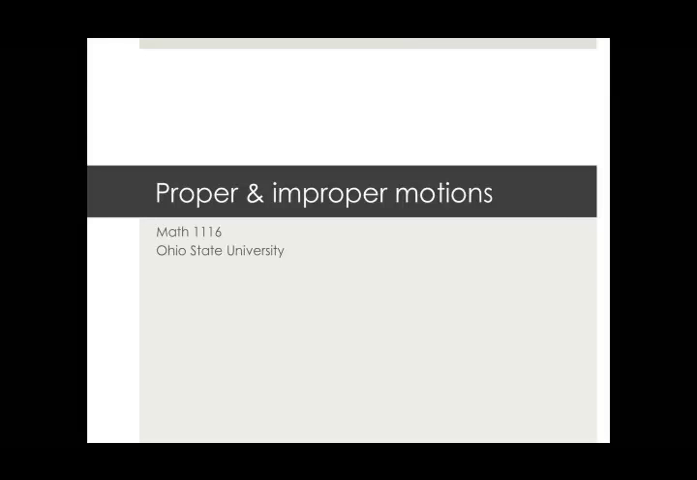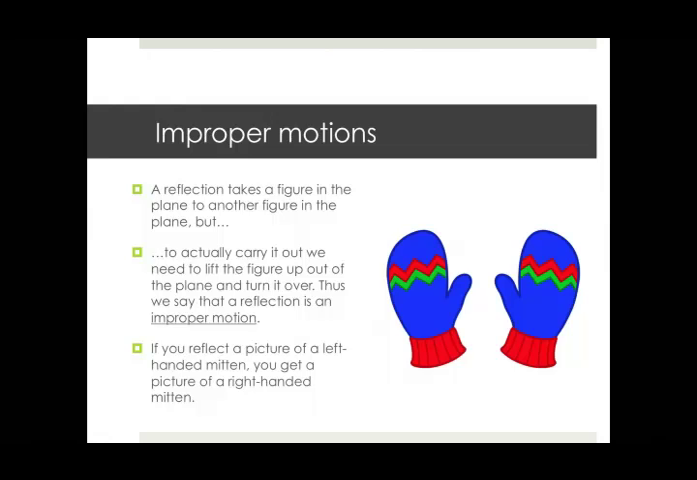This is a short set of slides. I just want to tell you one thing about the four kinds of rigid motions that we've just learned about. Namely, they fall into two types, which are called proper motions and improper motions. Now, first let me tell you about improper motions.